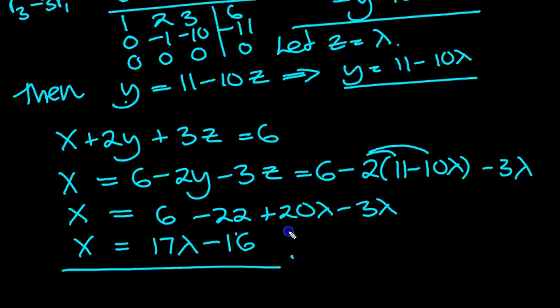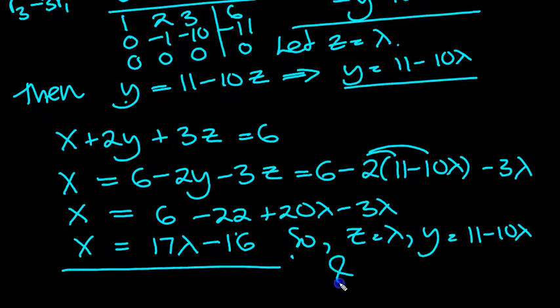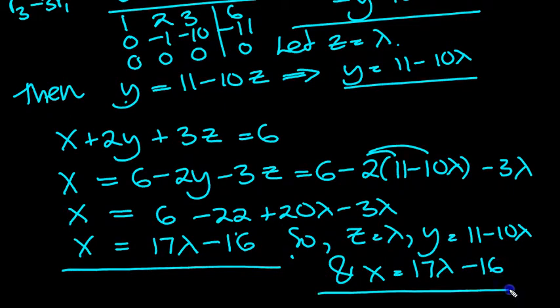So we can just summarize that then. So what have we got? Z equals lambda, y equals 11 minus 10 lambda, and x equals 17 lambda minus 16. And we've parameterized the solution set here, which represents a straight line in 3D space. Okay then, so there's the process. We'll probably do a few of these now to see how we get along with them.